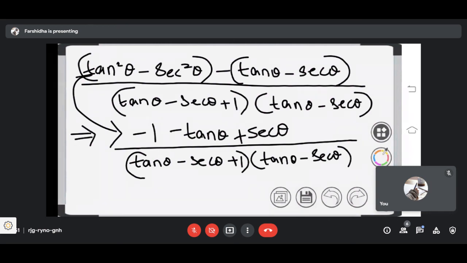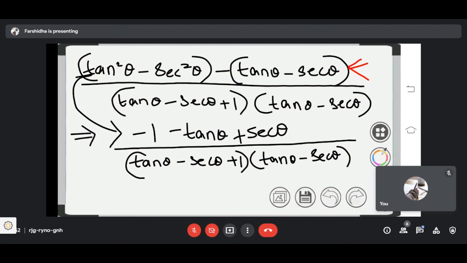Now what I'm going to do is taking the negative outside from the numerator. So from the numerator, I'm taking negative outside. See here, in this step, we have removed the bracket so that the signs inside the bracket got changed. This is the reversal of that one. I'm taking the negative outside and I'm changing the signs inside. Reverse of that. See here.